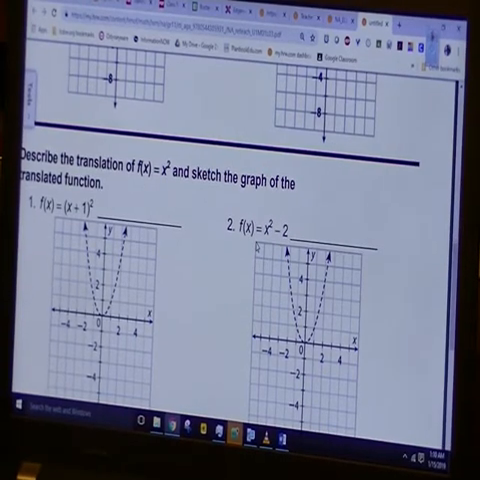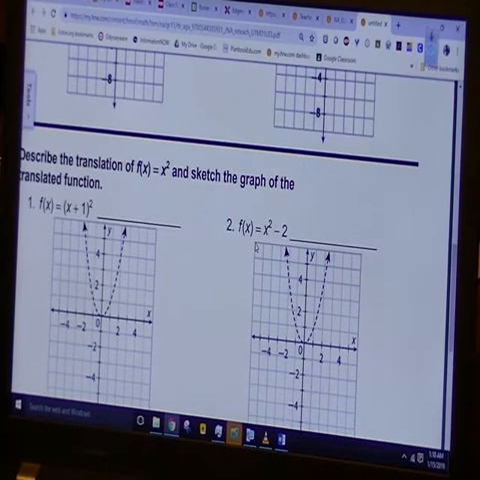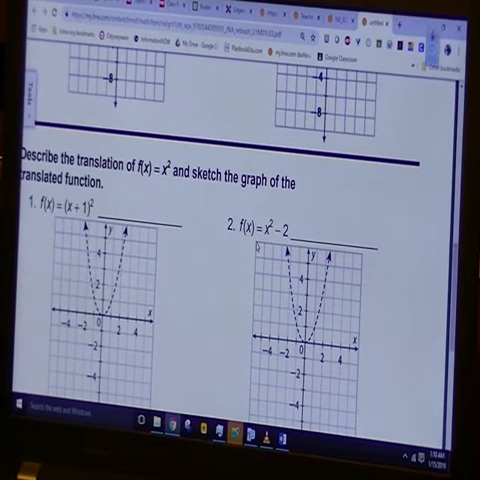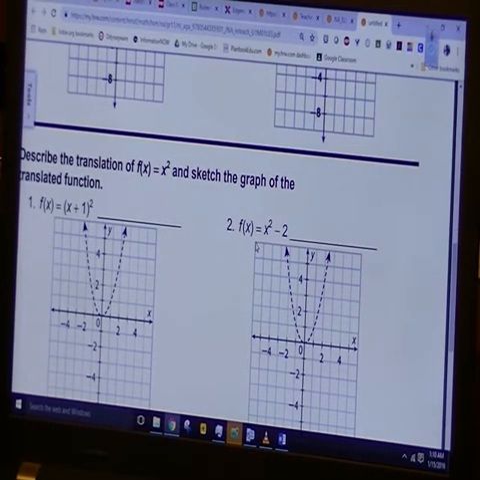Well, good evening. I think we got cut off for part A, but that's fine. We're going to finish this up with part B of transformations of functions.